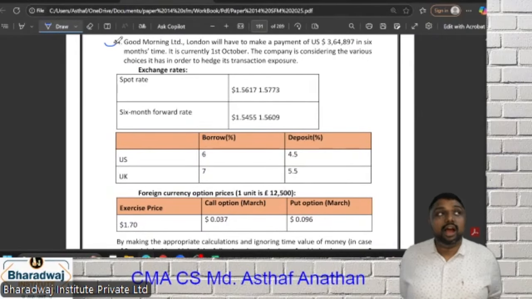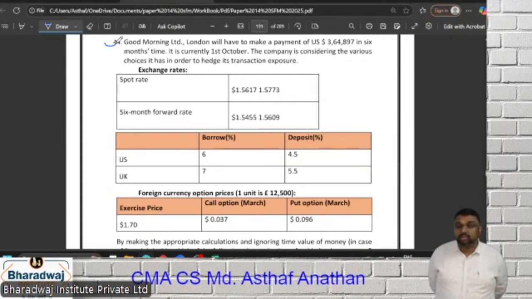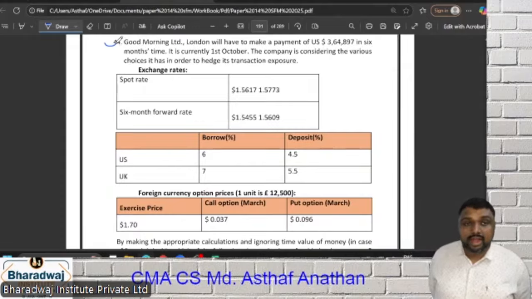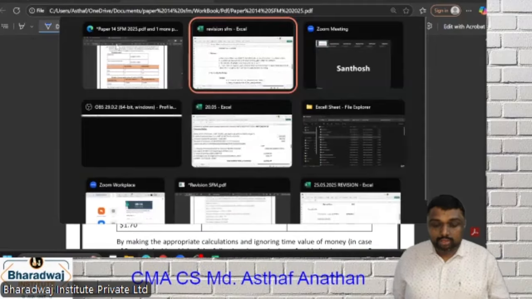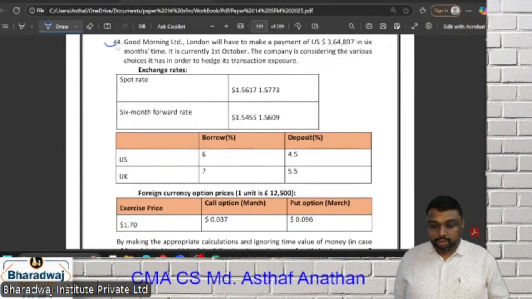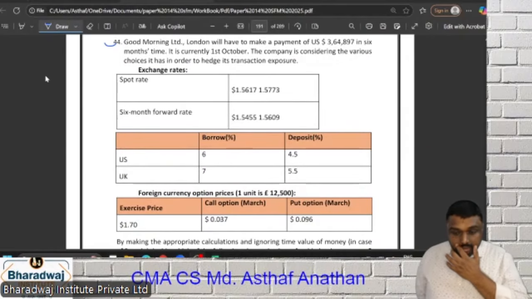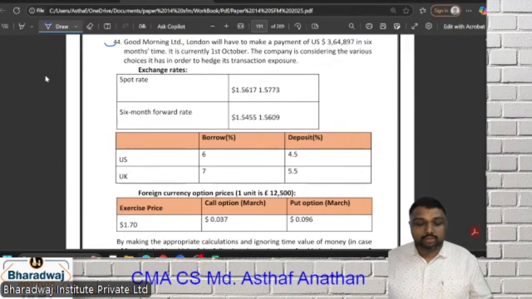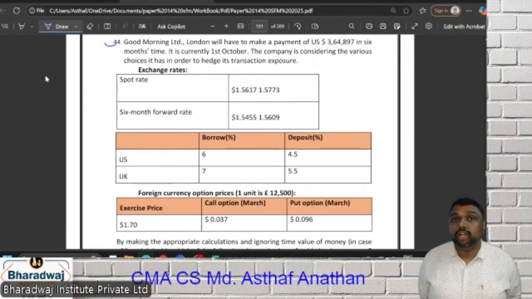Here we have bid, ask, direct quote, indirect quote, and a majority twist also, because in one session of revision I want you to understand all the scenarios in this approach. That is the main intention. So we are going with this question. I know you are ready. I am also ready. So let's start question number 44.